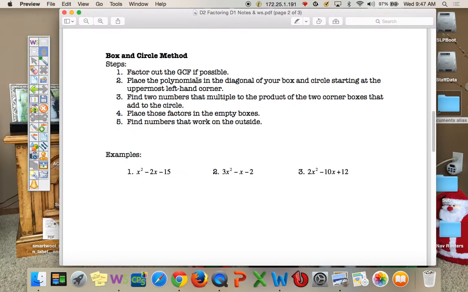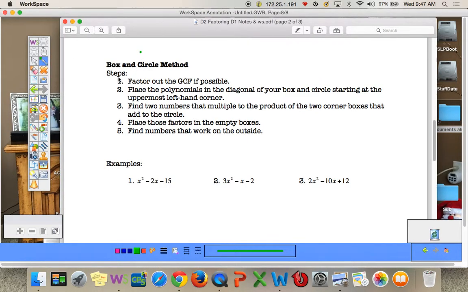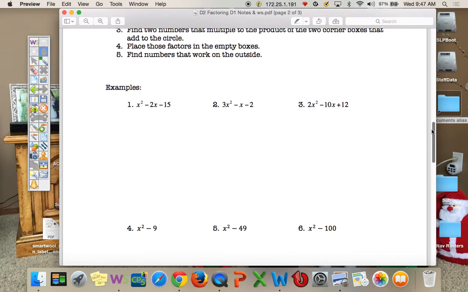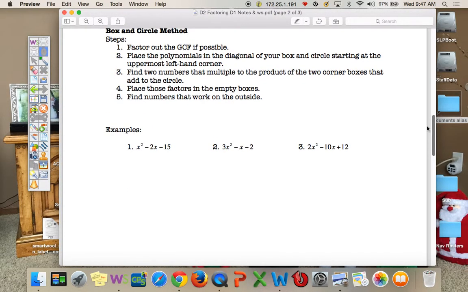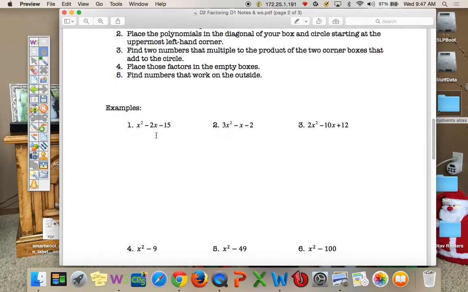So if greatest common factor is not possible, or you already did it and you could factor more, these are the steps that we're going to use. I'm going to refer back to these steps, but I'm going to give myself a little more room to work. So the first step, factor out greatest common factor if possible. For number 1, there's not a number I can divide out of each, so that's done.